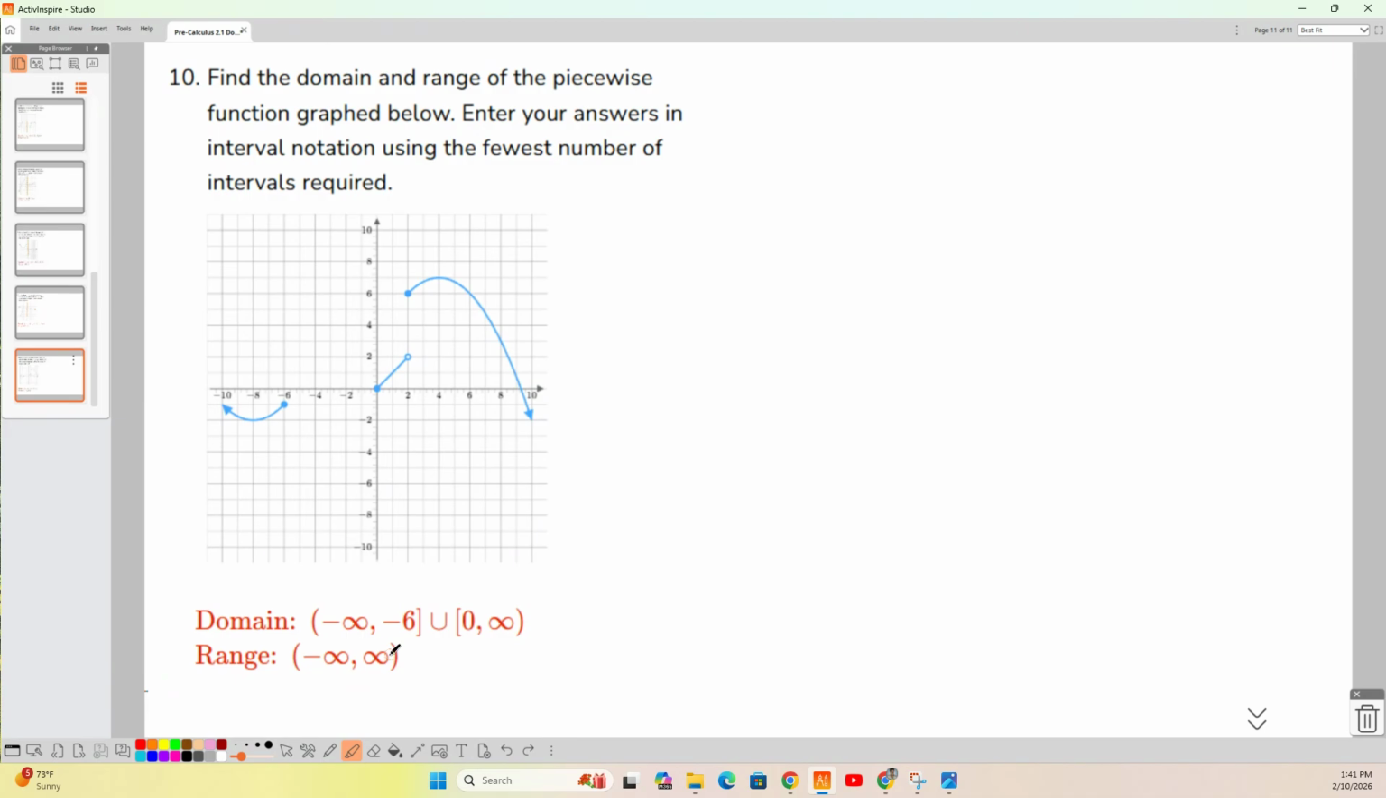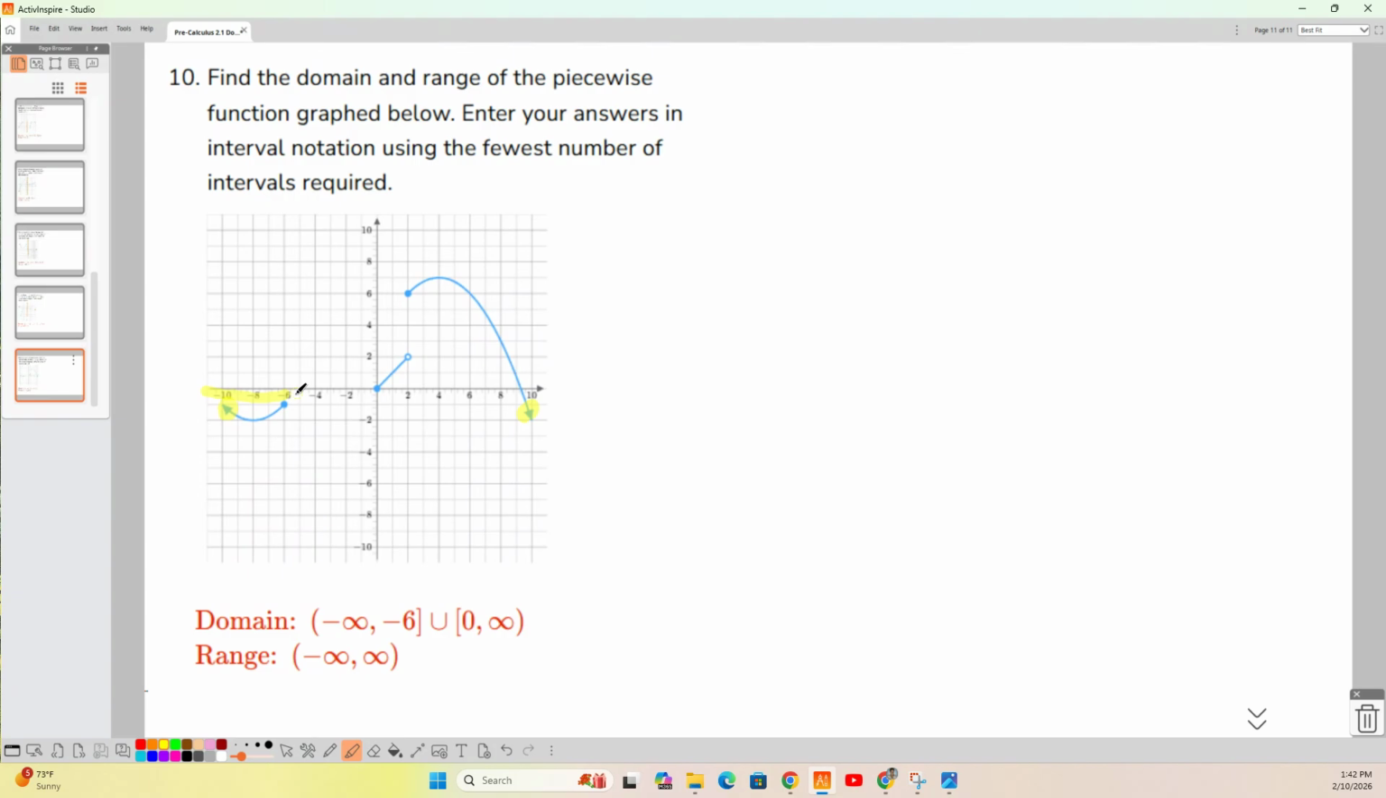Now let's check this one out. So let's talk about the domain. I see this arrow is pointing to the left, so I know I'll go to negative infinity for the x's. This arrow is pointing right, so I know I'll go to positive infinity for the x's. So I'm coming from negative infinity, the graph exists, up to the x of negative 6. And we're including negative 6 because there's a closed circle at negative 6.